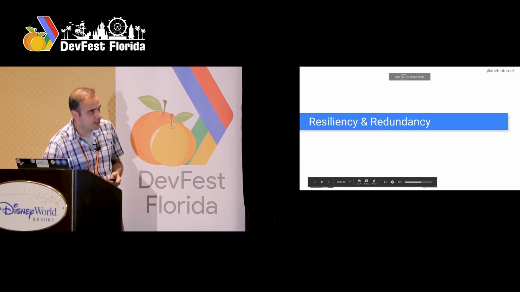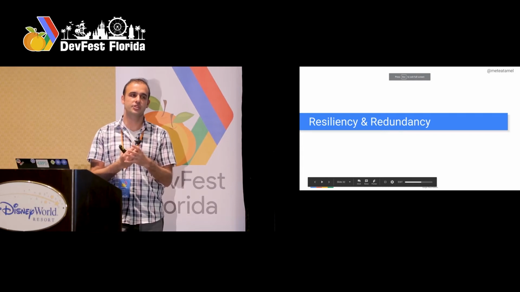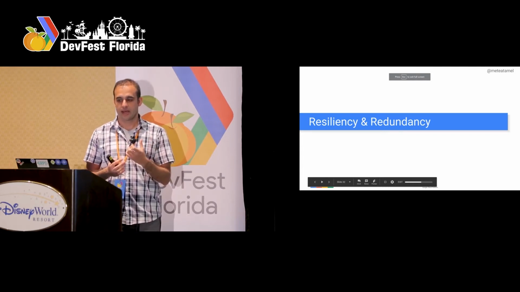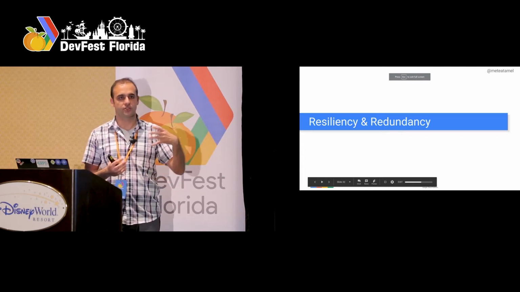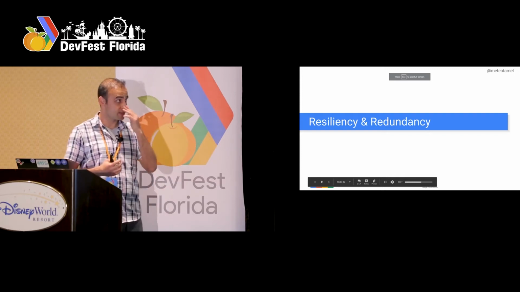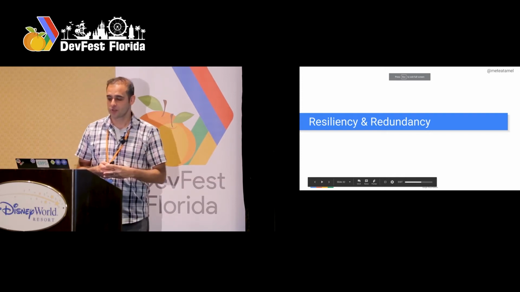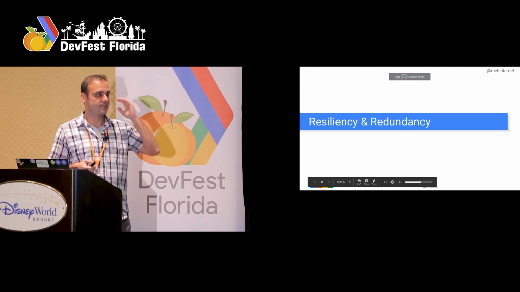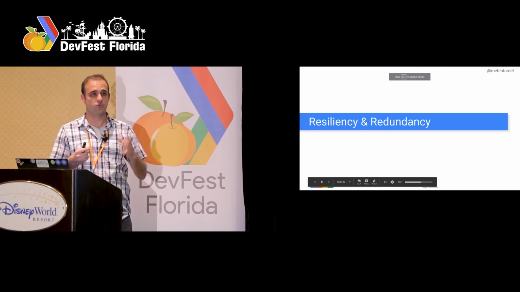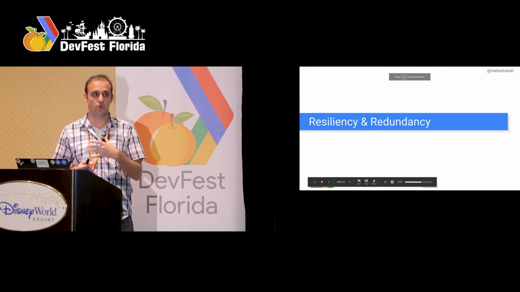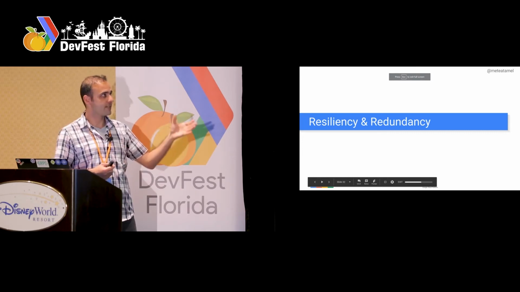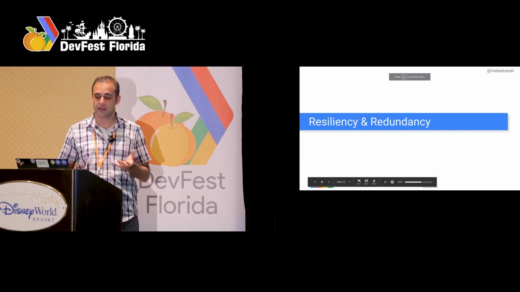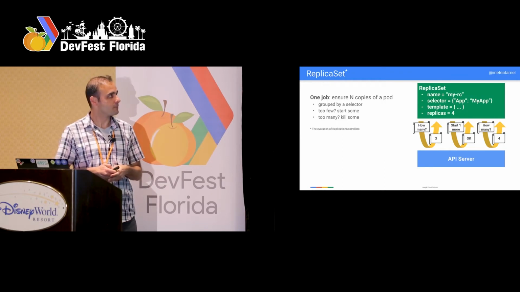Okay, if you think about it, all we did so far is take our application, containerize it, and attach a load balancer to it. But that's it, right? There's nothing special about it. So you might wonder, what's so special about Kubernetes? Well, what's special is that once you have Kubernetes manage your containers, you get a lot of resilience and redundancy features for free. So I want to go through those now.